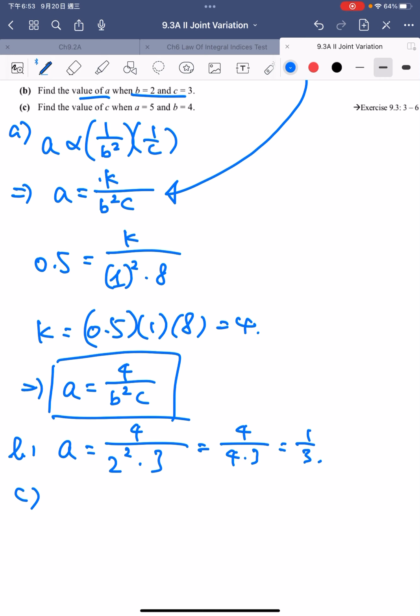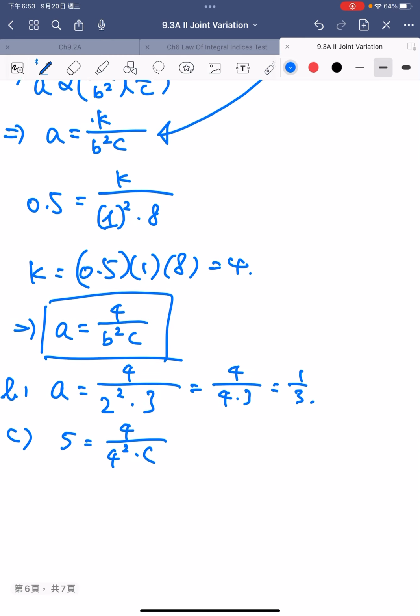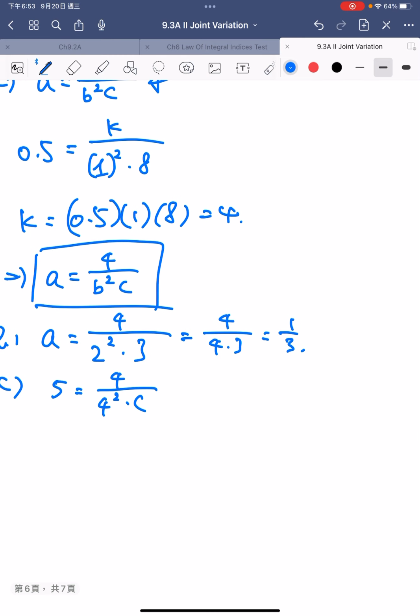So for question C, we need to find out the value of c. Basically, we just substitute the value of a and b back into our original formula. Then we have the a value, which is 5, equal to 4 divided by the b value, which is 4 squared, times c. So now we can do some elimination. In this part, we don't want this 4, we don't want this 4. So we're left with the numerator being just 1, and the denominator being 4c.